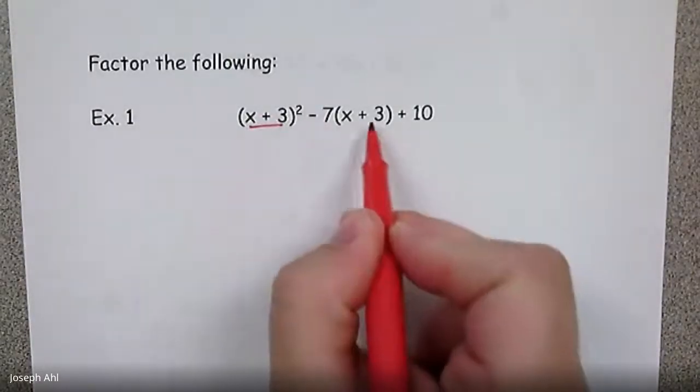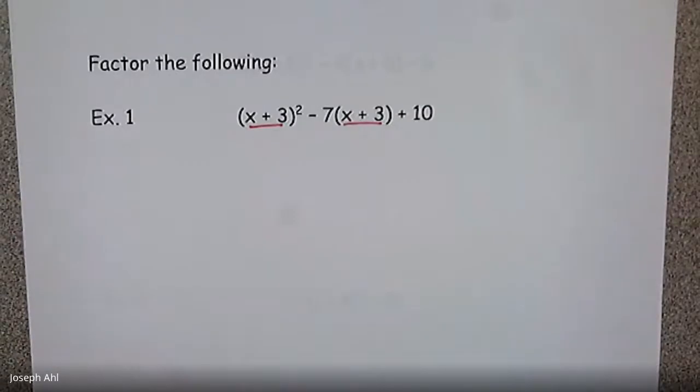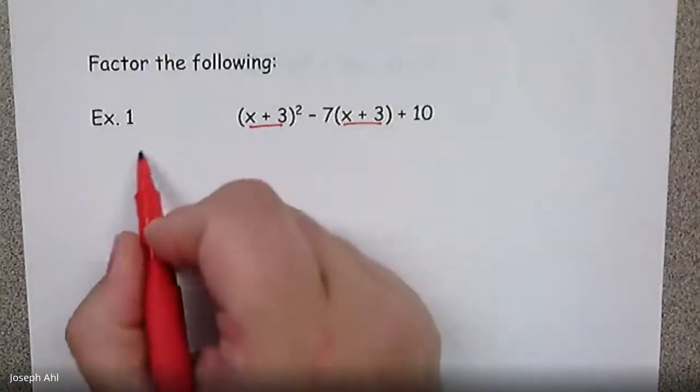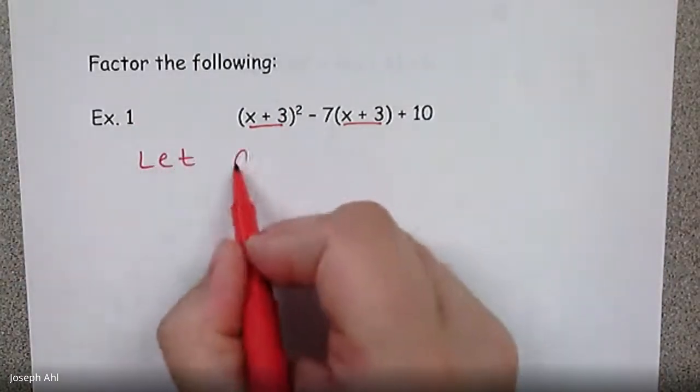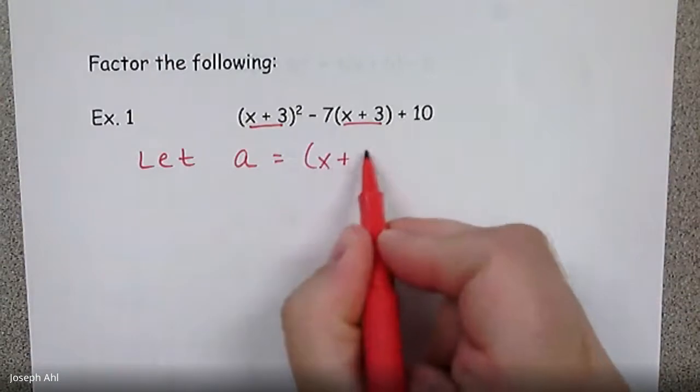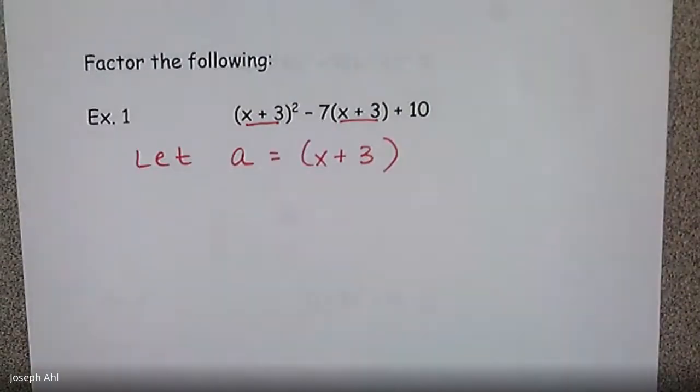that this quantity, x plus 3, we see it twice there, right? Once being squared, once next to the -7. What if we replaced it with a different variable? So what if I said, let A equal that quantity x plus 3?